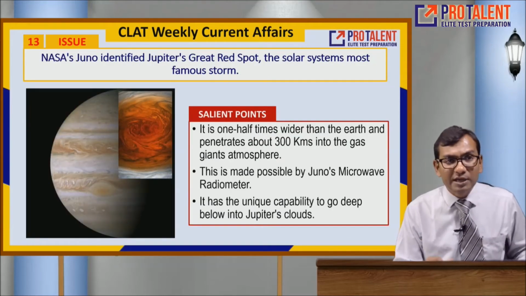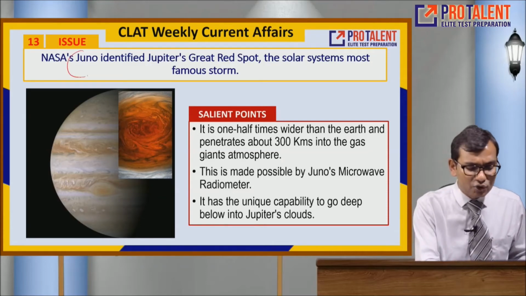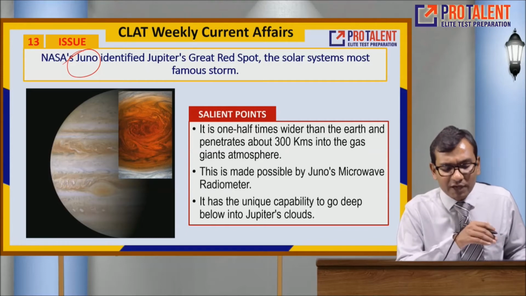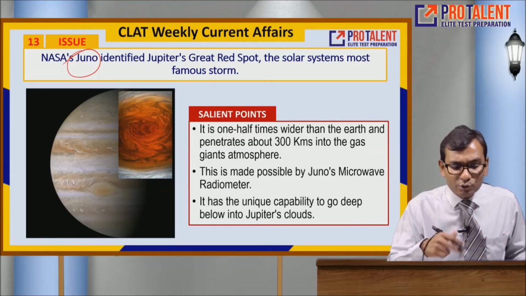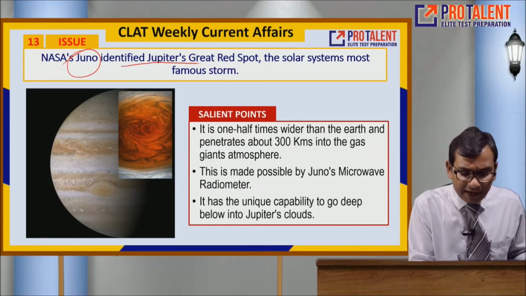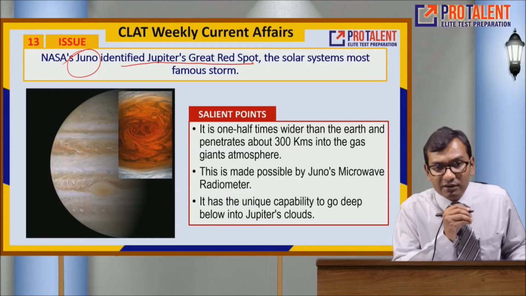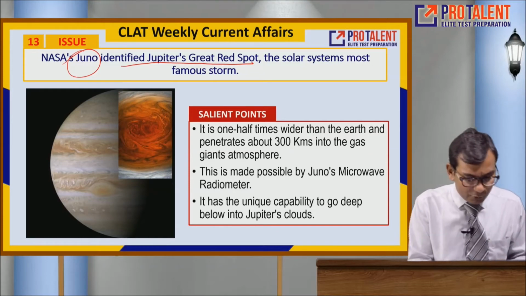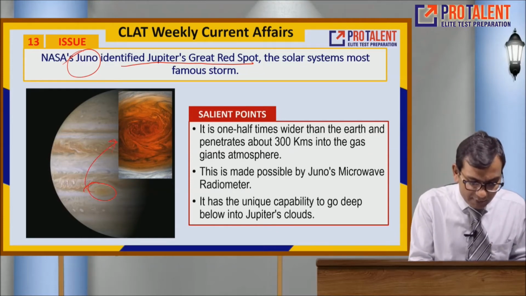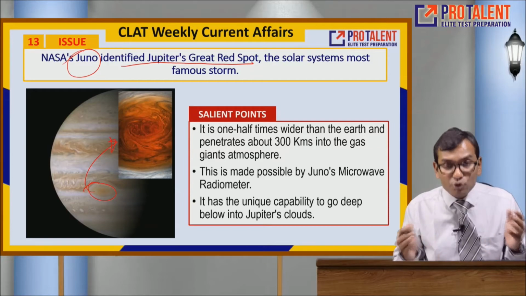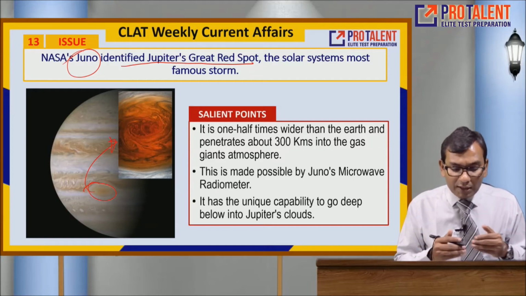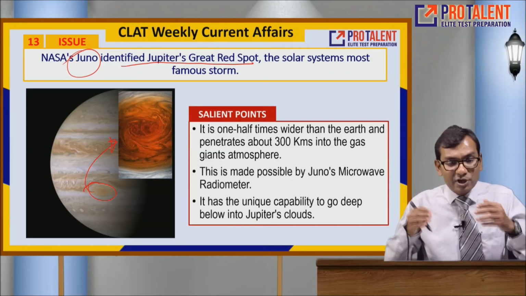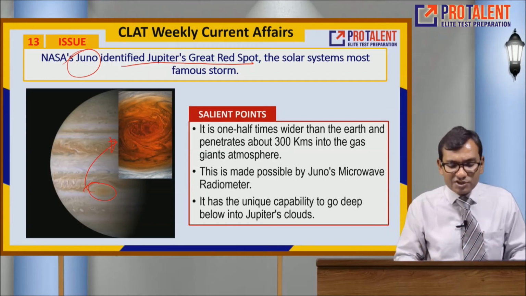Coming to number 13, NASA का Juno, which is one of the very important spacecraft of NASA, which is going very near to Jupiter, and it has identified Jupiter's Great Red Spot, the solar system's most famous storm. तो ये जो आपको ये जगह दिख रही है ना, उसको बड़े में आपको यहाँ पे दिखाया है. So this is huge. मतलब it is 1.5 times wider than the Earth and penetrates about 300 kilometers into the gas giant atmosphere.